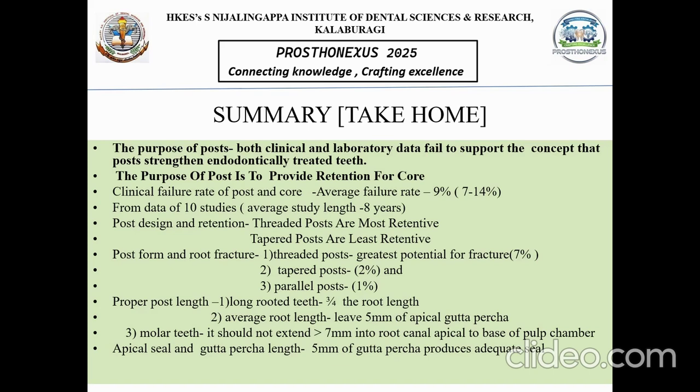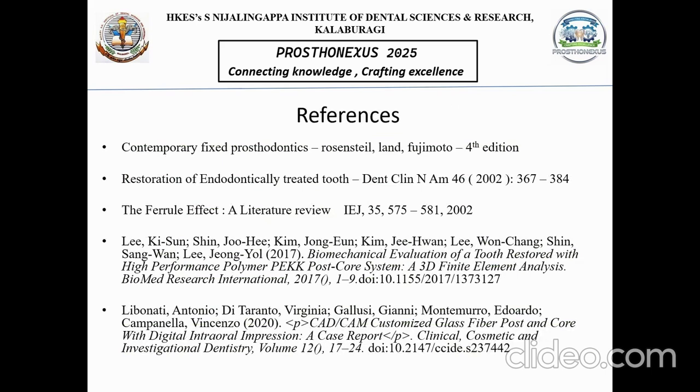Proper post length: for round rooted teeth, three-fourths of the root length; for average root length, leave 5 mm of apical gutta-percha. Molar teeth should not extend greater than 7 mm of the root into the root canal apical base. Apical seal and gutta-percha length: 5 mm of gutta-percha produces an adequate seal. And now these are the few references for this PowerPoint. If you want to take a screenshot, take it.